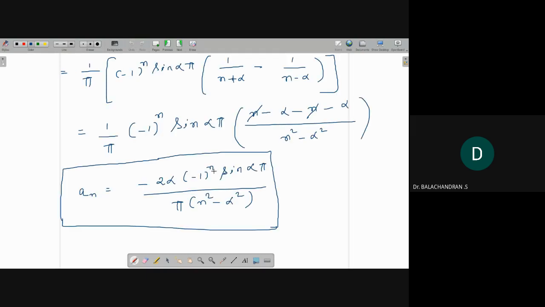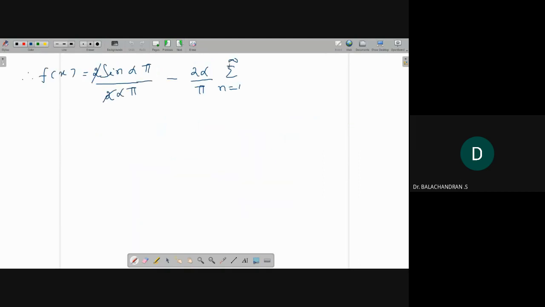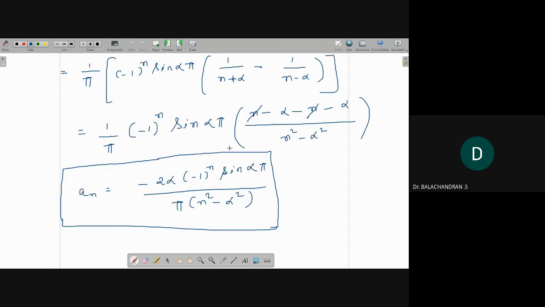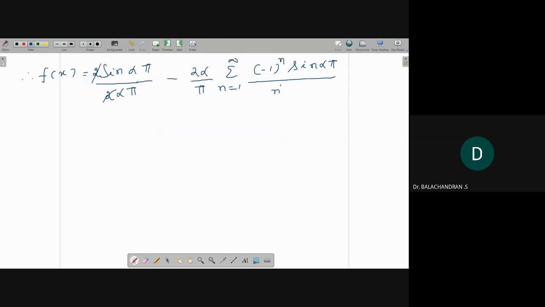What is remaining? Minus 1 whole power n into sine alpha pi. What is the denominator? Denominator is n square minus alpha square, into cos n pi x by l. L is pi. Pi, pi gets cancelled. So I call this equation number 1.